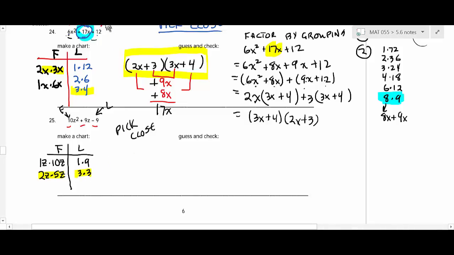That's why I'm doing that, because all 3 numbers in the problem are close to each other. So let's draw 2 parentheses and put it in. We're going to have 2z here and 5z there, then a 3 and 3. Now all you've got to do is see if it works or not. If it doesn't work, try something else. So that inner term is going to be 15z, and that outer term is going to be 6z. What are you trying to get?